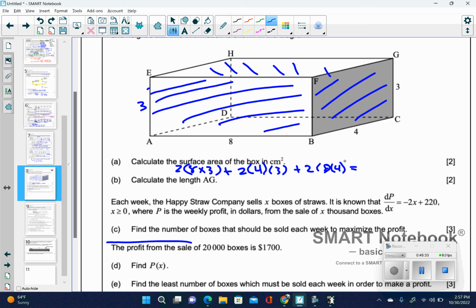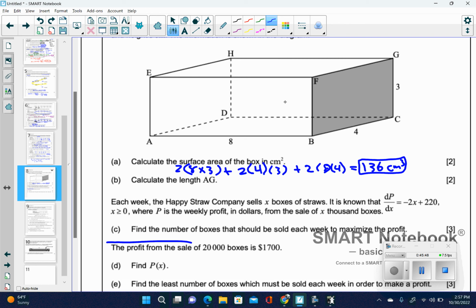And when you do that, you plug that into the calculator, you're going to get 136 cubic centimeters. That's going to be our surface area. For the next one, to calculate AG, so AG is from one corner all the way to the diagonal of the other one. In order to do that, we have to first calculate what AC is.